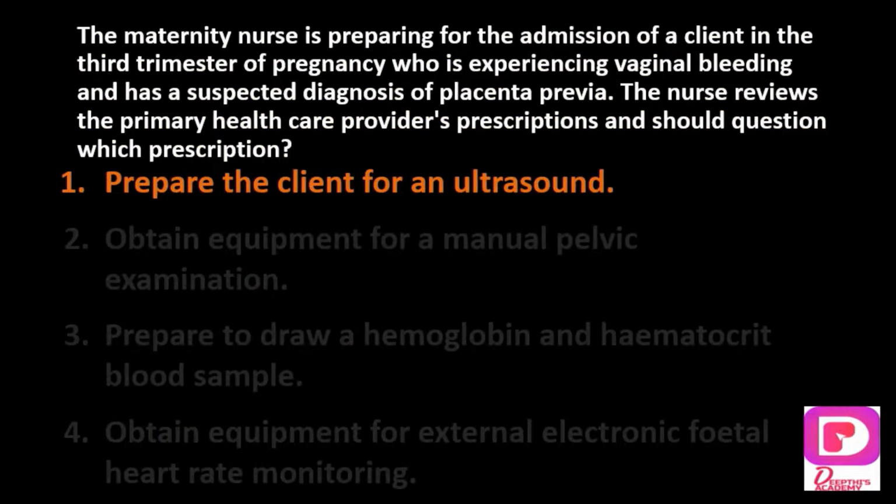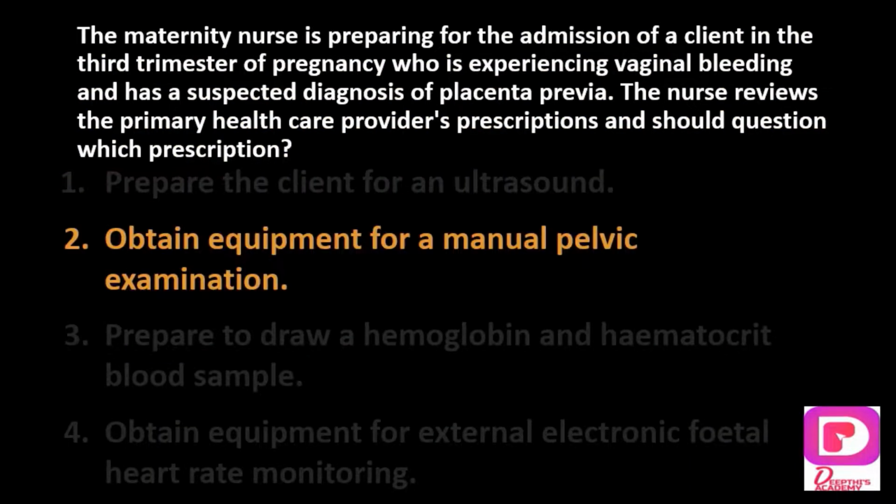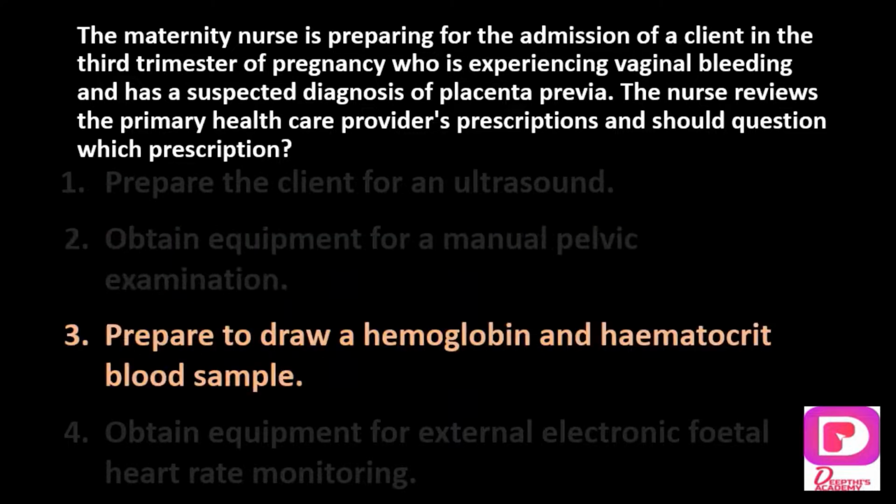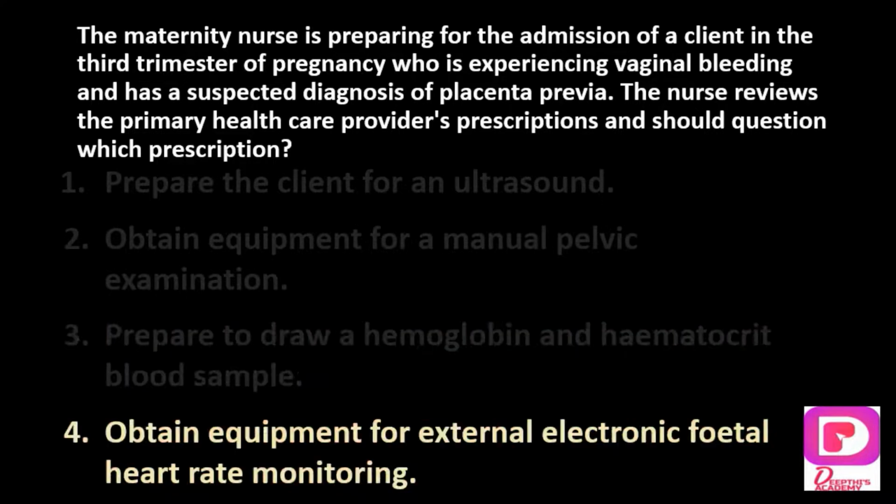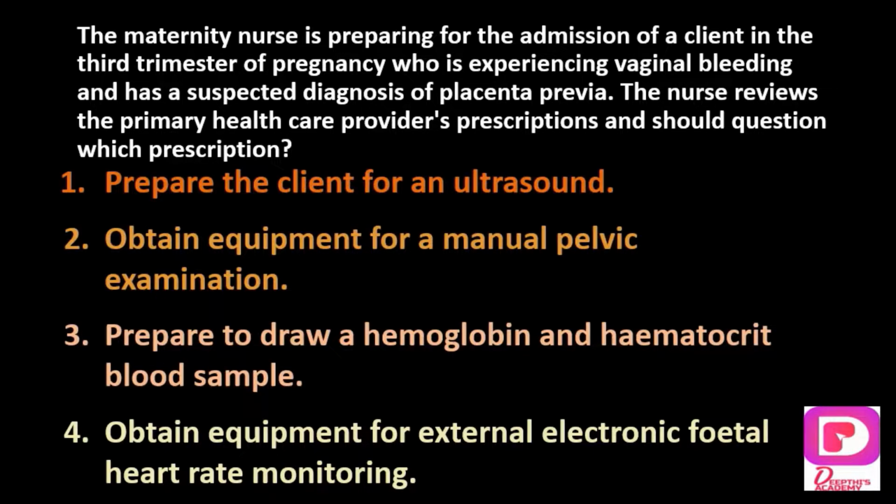Number 1, prepare the client for an ultrasound. Number 2, obtain equipment for a manual pelvic examination. Number 3, prepare to draw a hemoglobin and hematocrit blood sample. And number 4, obtain equipment for external electronic fetal heart rate monitoring. Here the nurse has to pick the right answer by choosing the wrong prescription given by the doctor.